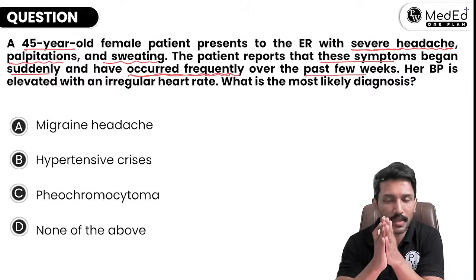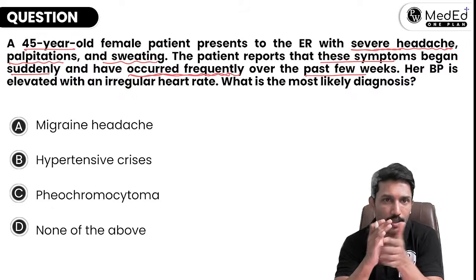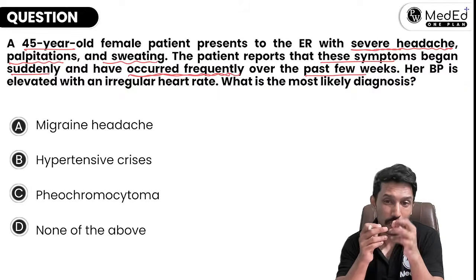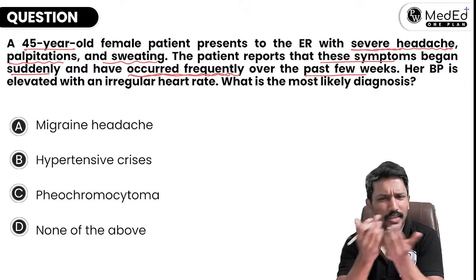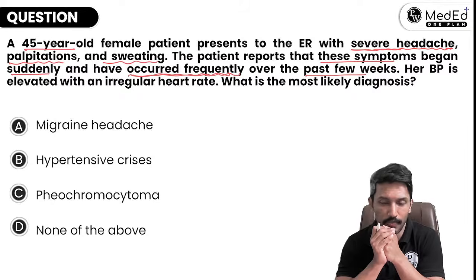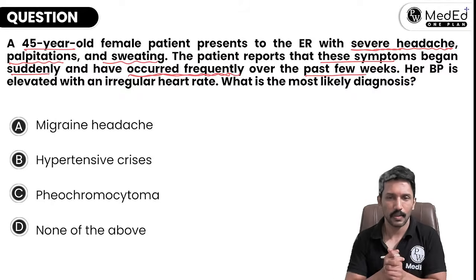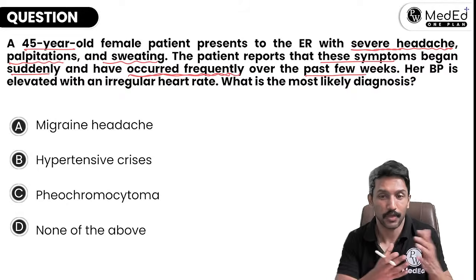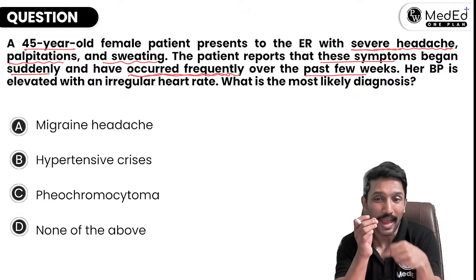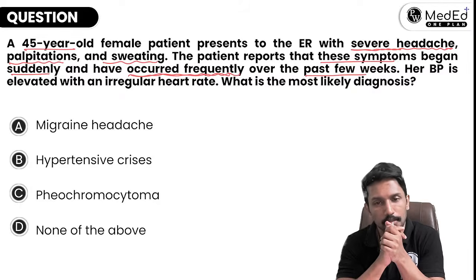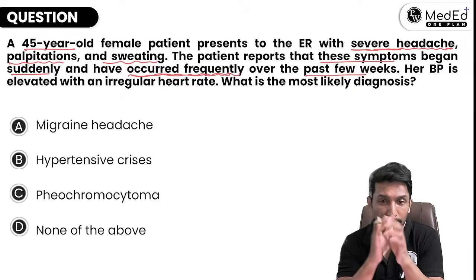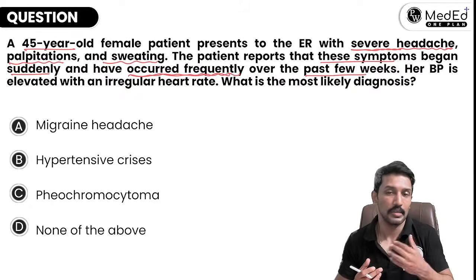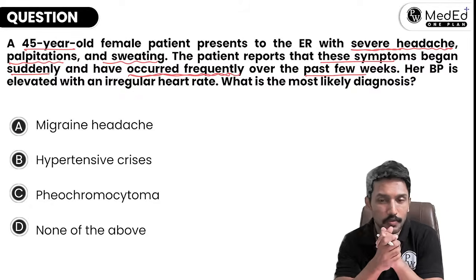What are the symptoms? Headache is there. Along with the headache, there is palpitation and sweating. And we know that palpitations and sweating come together, do we experience it? Yes, we do experience it when we are scared. Why do we have the feeling of palpitations and sweating when we are scared? It is because of the activation of the sympathetic nervous system. When we are scared, we sweat, we palpitate, we can feel our heart racing.